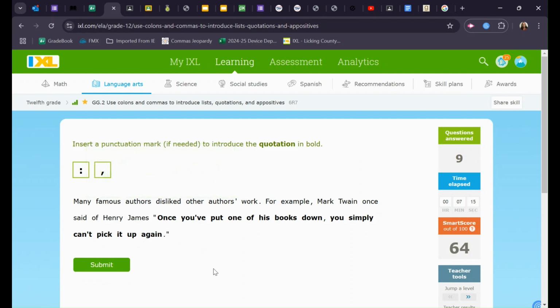Many famous authors disliked other authors' work. For example, Mark Twain once said of Henry James, "Once you put one of his books down, you simply can't pick it up again." Okay, now we've got a variation of so-and-so said, so I'm thinking comma. Again, in the real world of writing, could you get away with the colon here? I'm sure you could, but I think a comma would be a little bit more typical. Again, it's just a variation of so-and-so said.